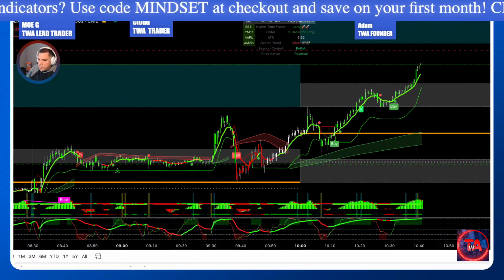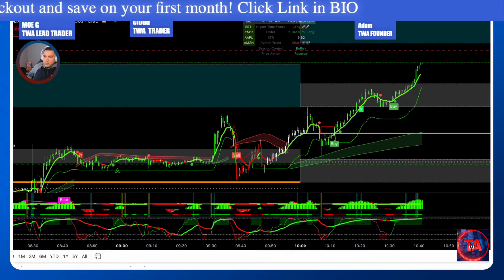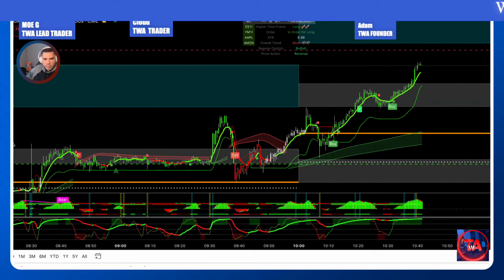When the dashboard is lined up the way it is, if you're a struggling trader or a brand new trader looking to build confidence, just wait until they match up and take your trades then.